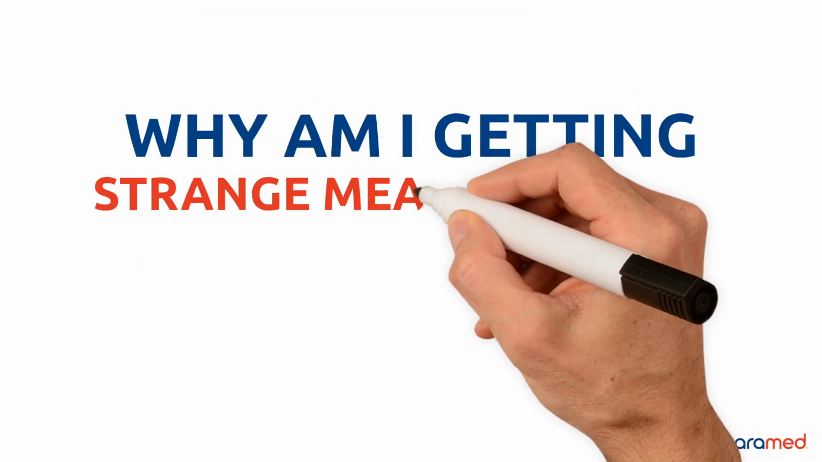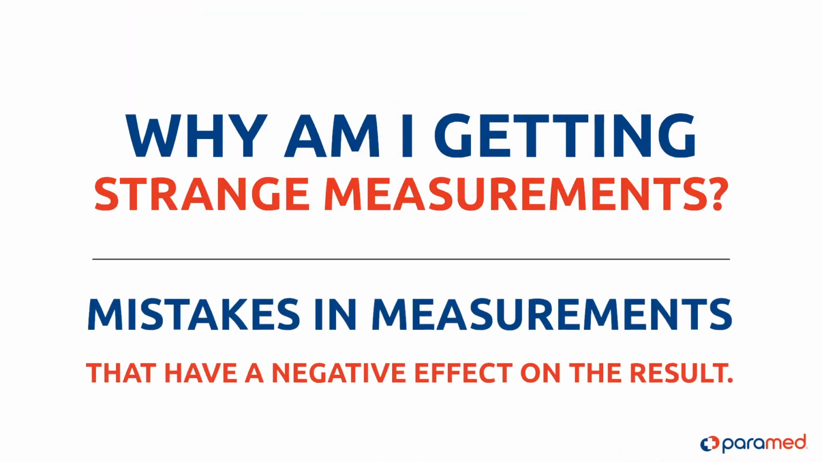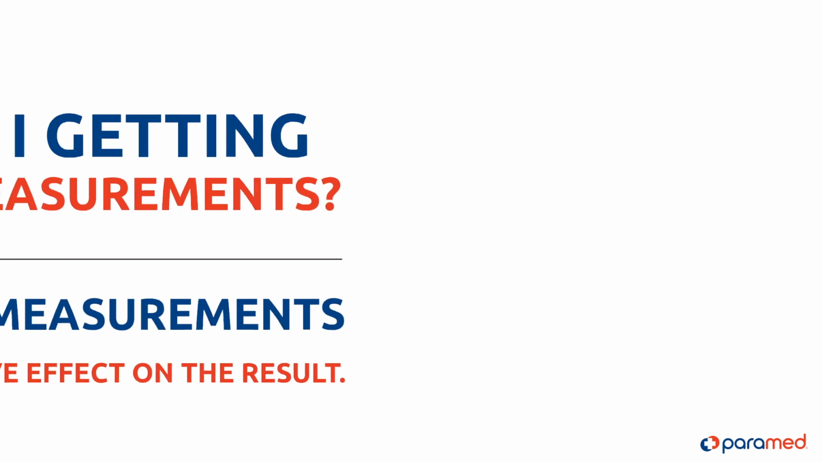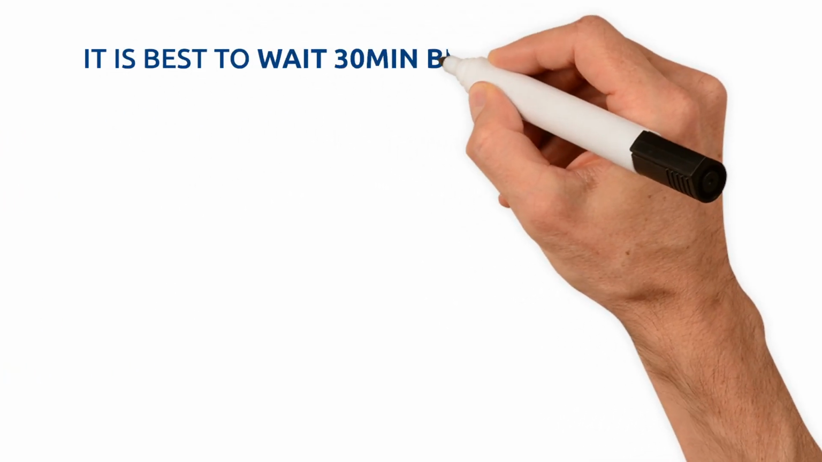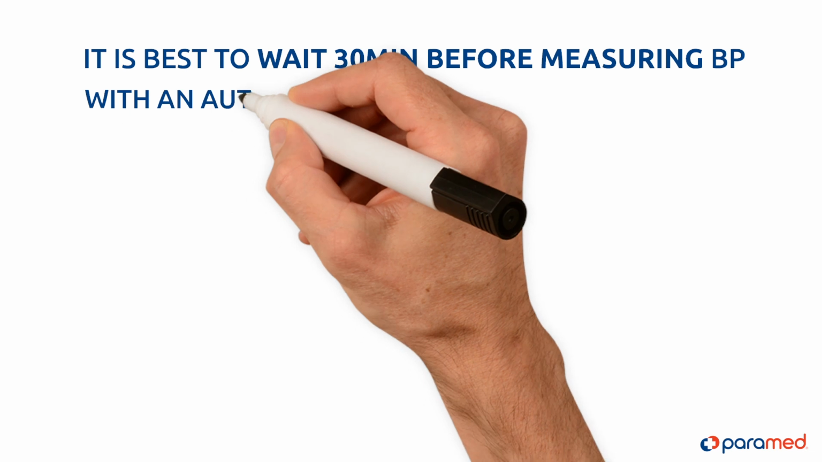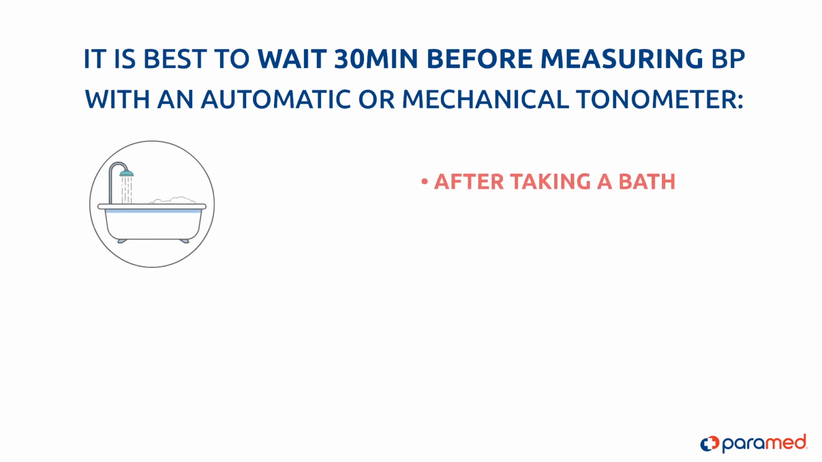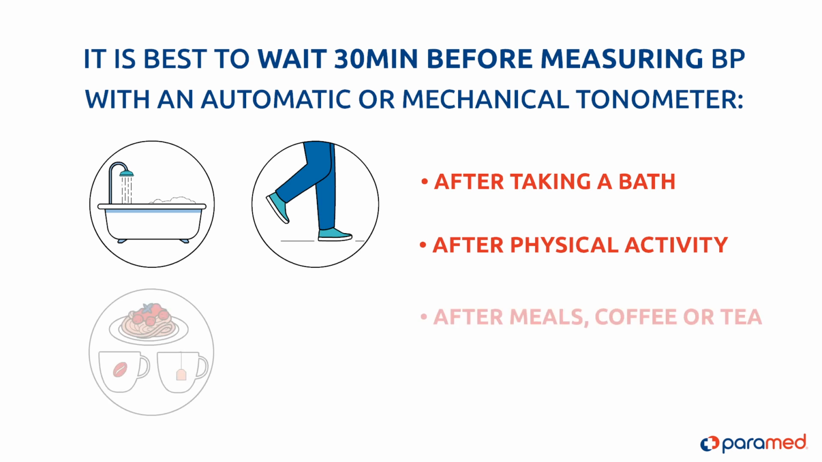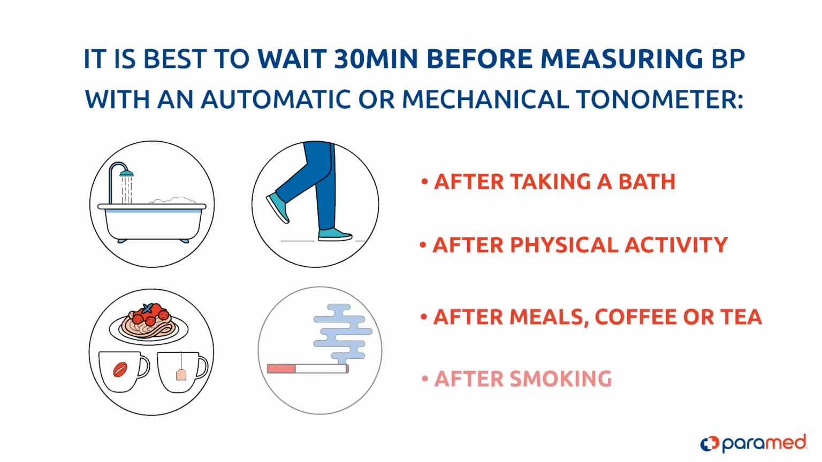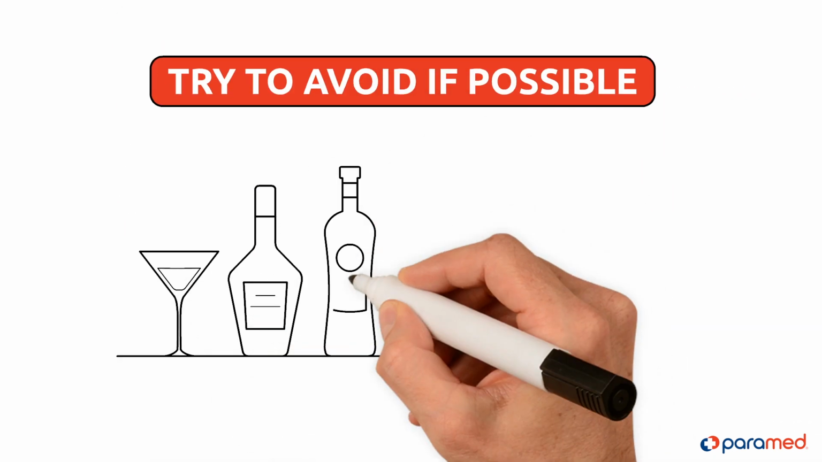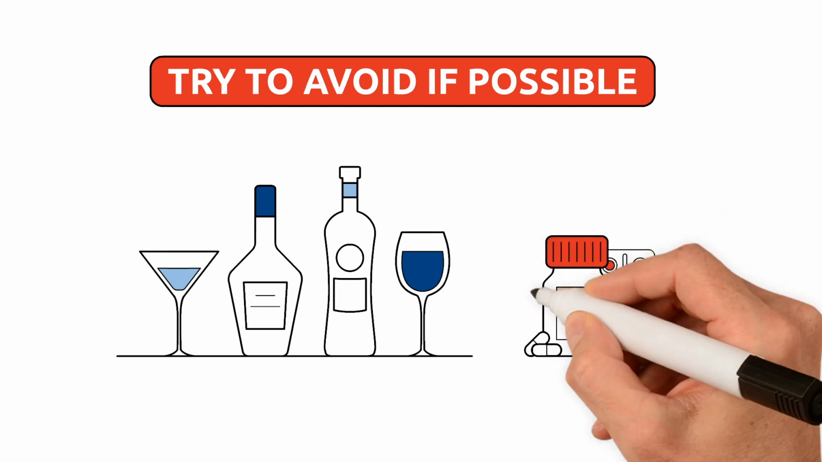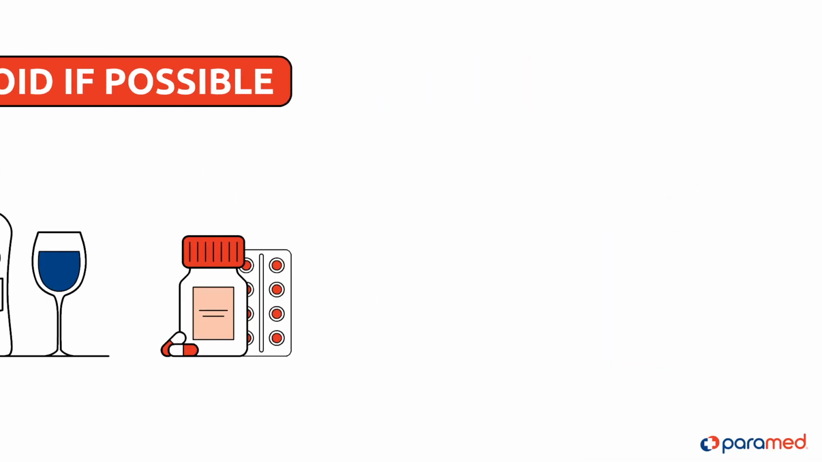Why am I getting strange measurements? Mistakes in measurements that have a negative effect on the result. Whether you use an automatic or a mechanical tonometer, there are rules that must be followed in order to receive correct measurements. And we recommend that you do not measure your blood pressure until at least 30 minutes after doing the following: taking a bath, physical activity, eating or drinking caffeine, smoking. Also, please note that alcohol and some medications may affect your blood pressure. Try to avoid alcohol if you want to understand your normal blood pressure.